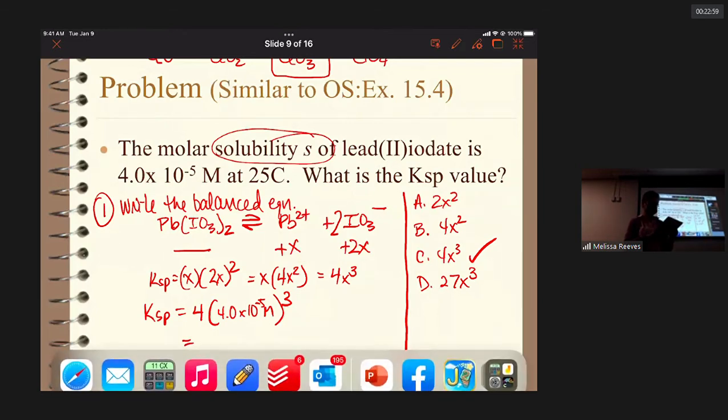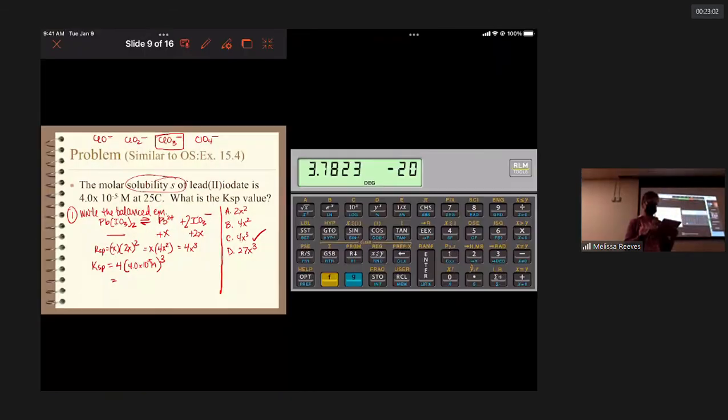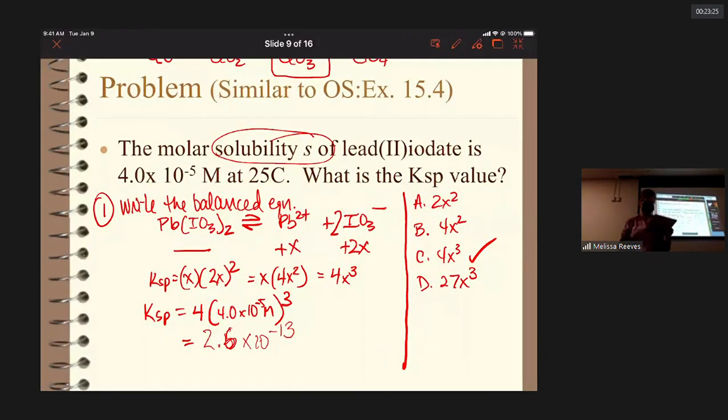And let's see what that was. Four times 10 to the minus 5, and I have to raise that to the third power and multiply by 4, and I get 2.6. I only have 2 sig figs here. 2.6 times 10 to the minus 13. And it's an equilibrium constant, so it has no units. Even though it looks like it's molarity to the 3rd power, K's never have units.